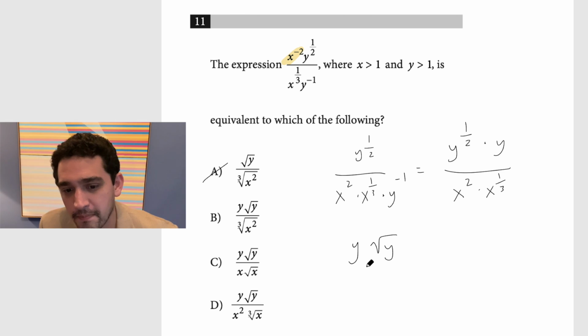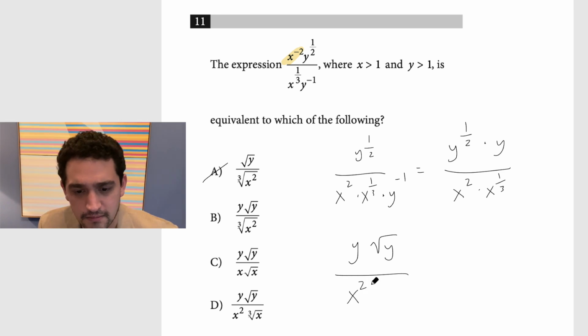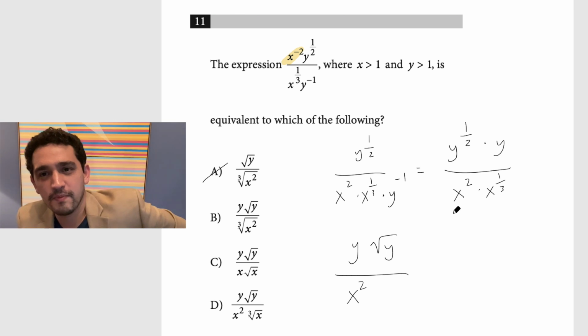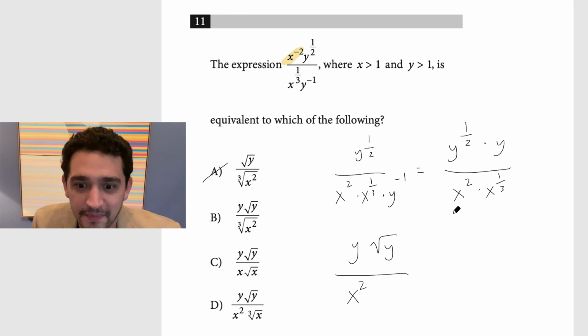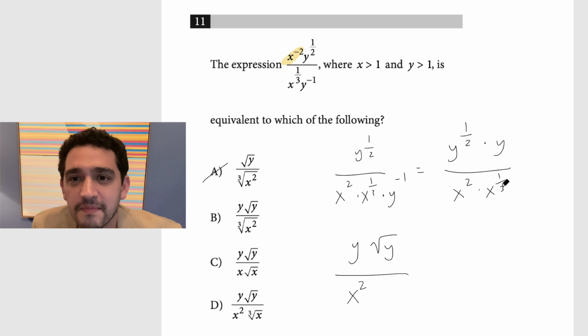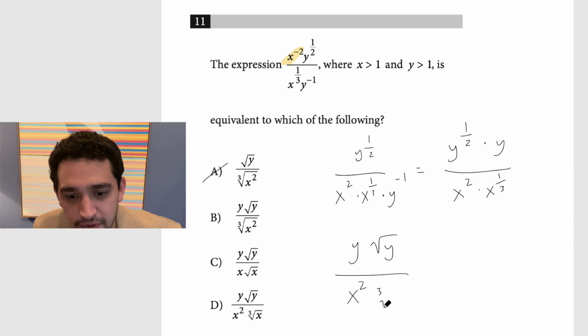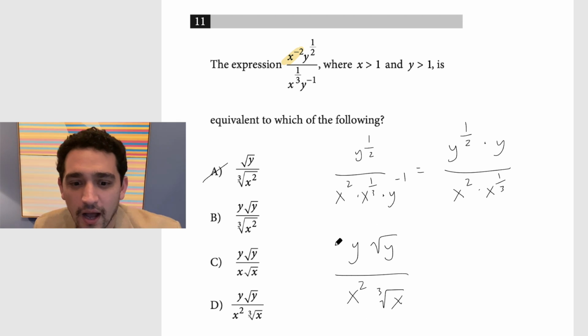And now, on the bottom, that x squared remains. But what does x to the power of 1/3 become? Well, the 3 of the denominator here becomes the index of the radical. This becomes the cube root of x. This is our final answer, y root y over x squared times the cube root of x. The answer is going to be D.